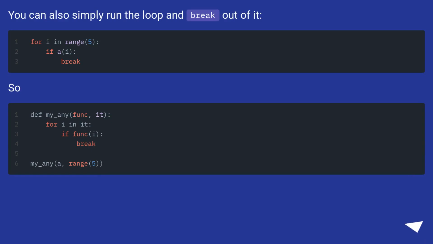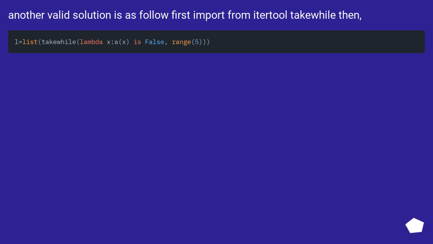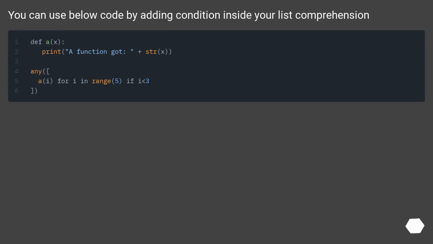You can also simply run the loop and break out of it. Another valid solution is as follows: first import takewhile from itertools, then you can use the code below by adding a condition inside your list comprehension.